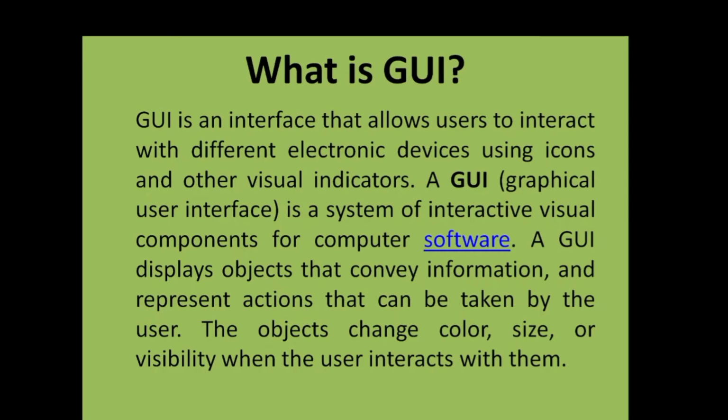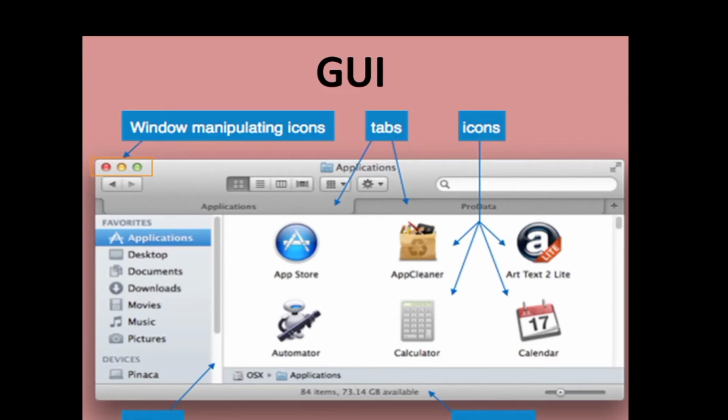The objects change their color, their size, their visibility when the user interacts with them. Means things now become more interactive by using the GUI environment. Here you have seen an example of the GUI environment, like the slider, status bar, icons, tabs, windows, and manipulating icons.